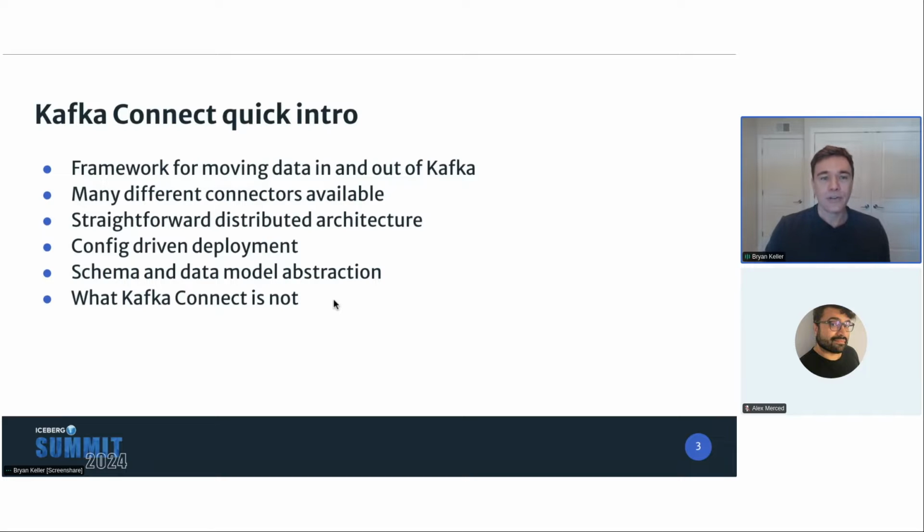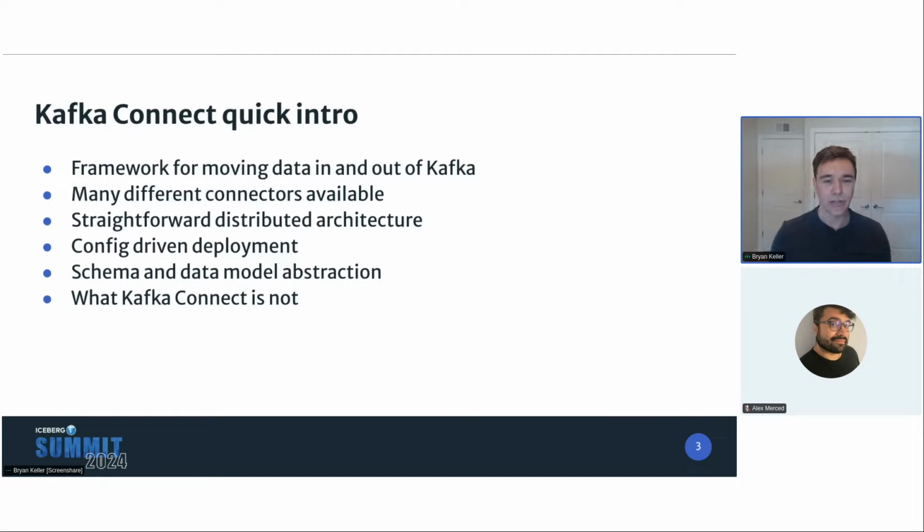So to get started, I wanted to give a quick overview of Kafka Connect. Kafka Connect is a popular framework for moving data in and out of Kafka. It's very mature, having been around for many years, and it's a core component of the Kafka project. There are many different connectors available. Some of the popular ones include the S3 sink for writing data from Kafka to S3, Debezium source connectors for writing change data capture records from relational databases to Kafka. Even Mirror Maker 2 is based on Kafka Connect.